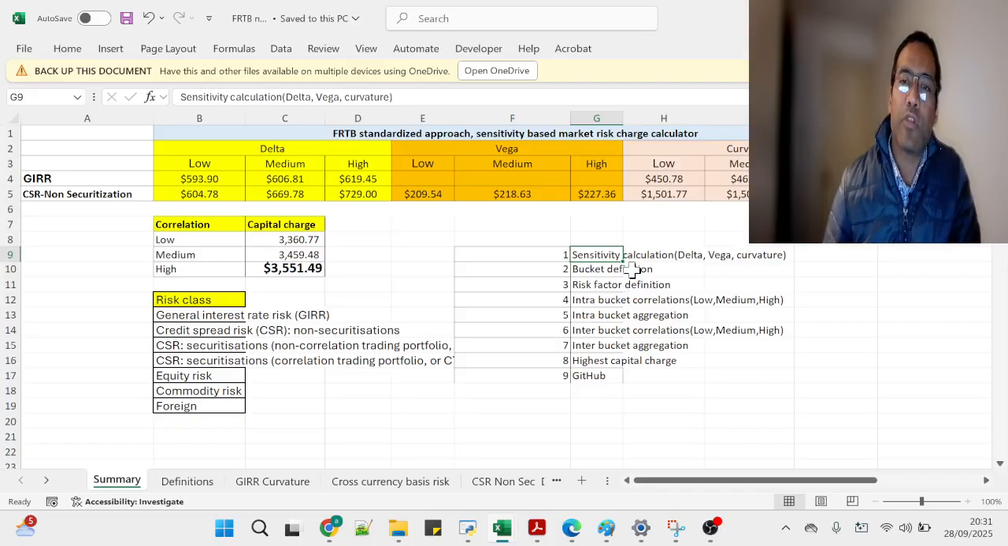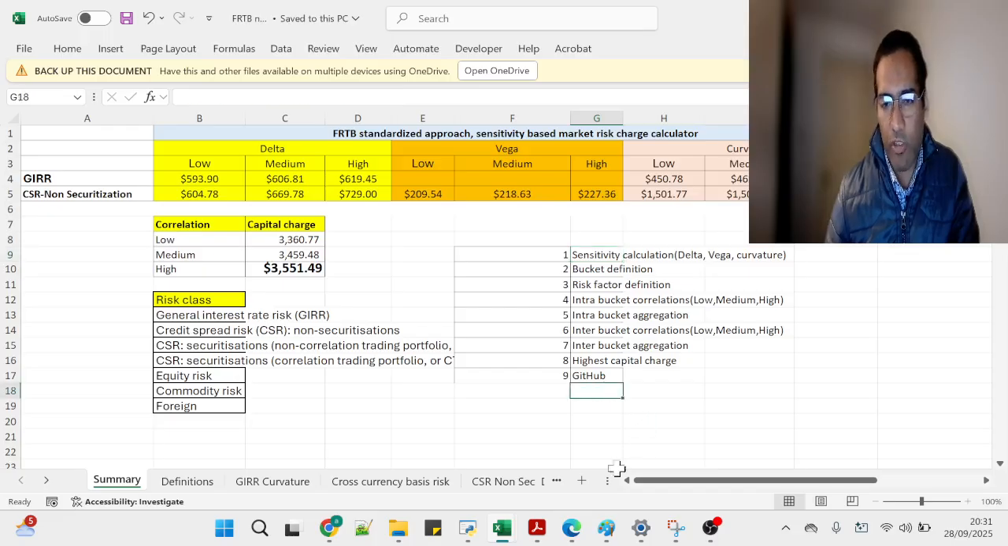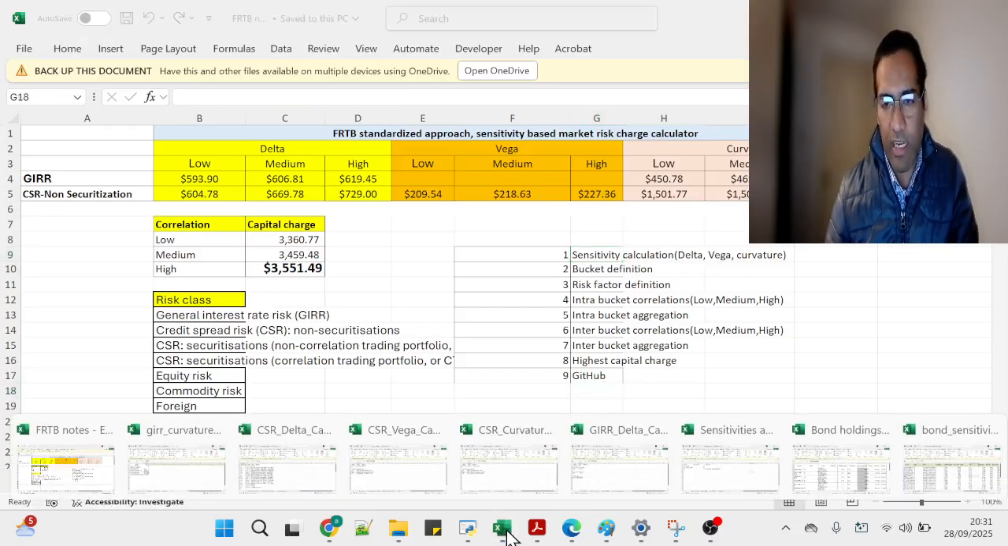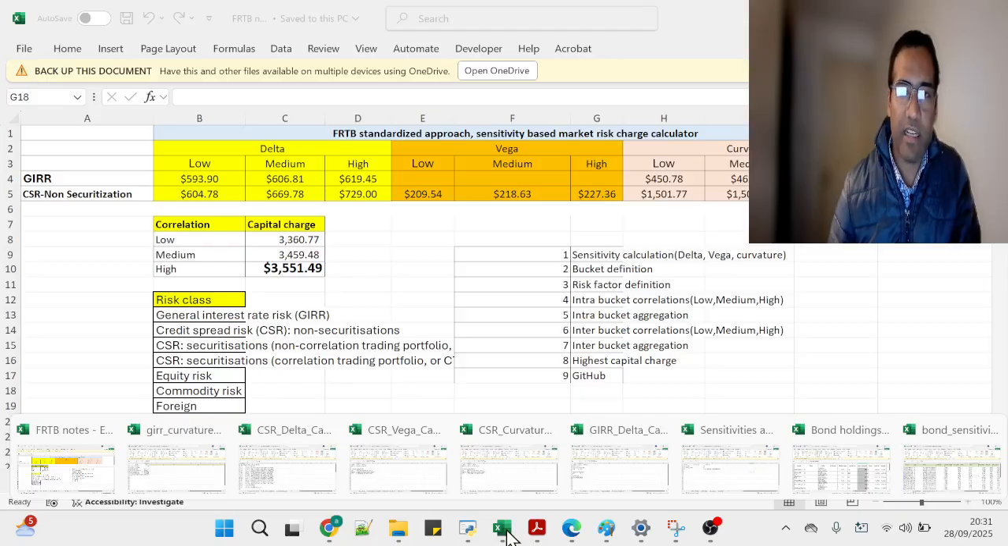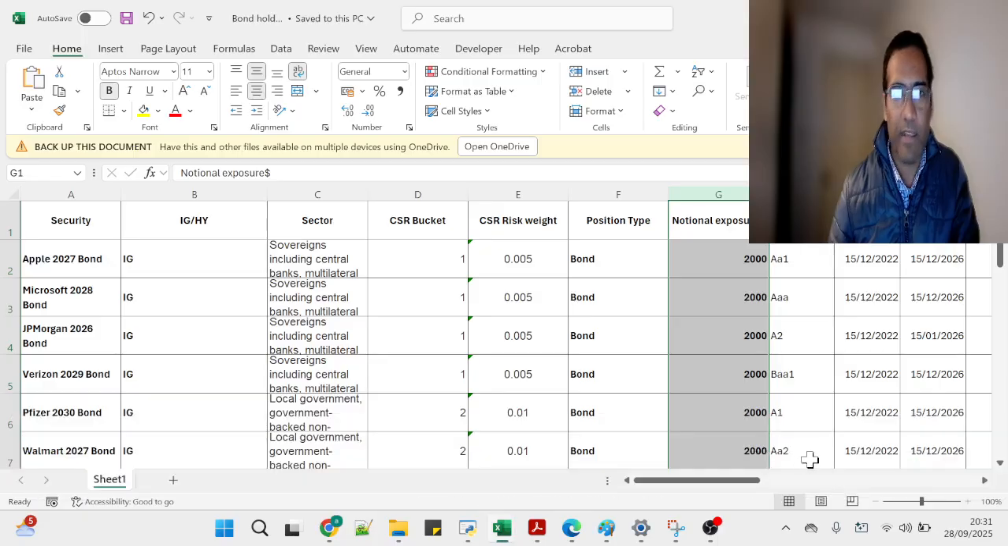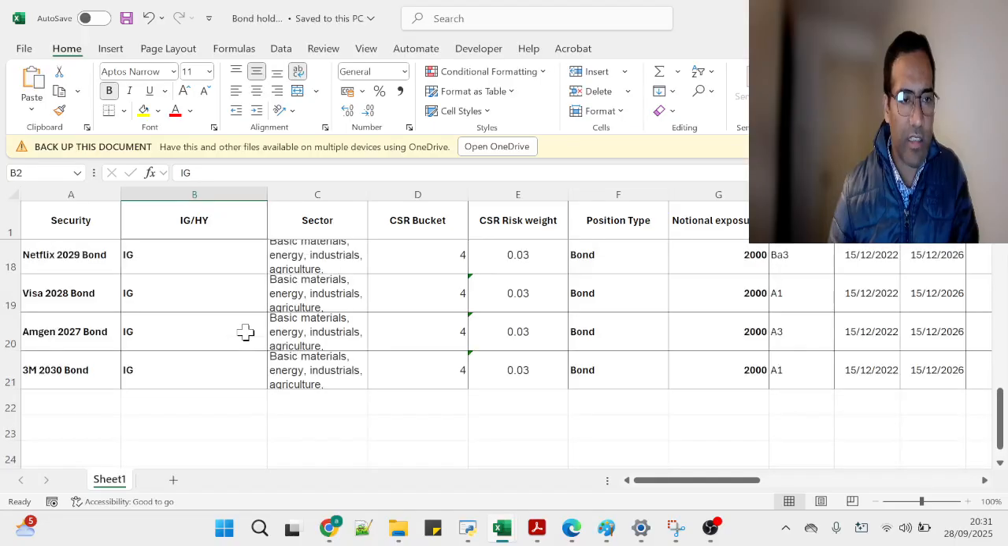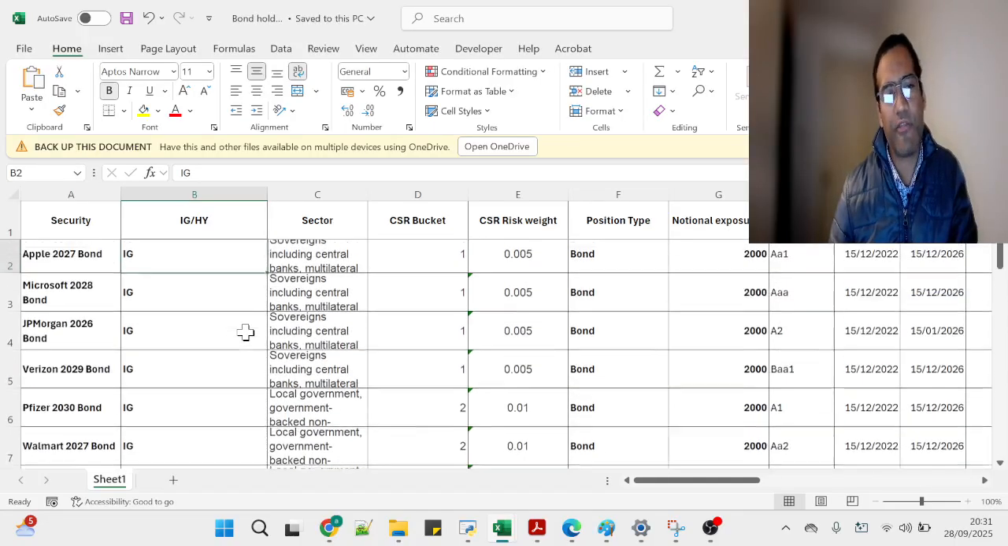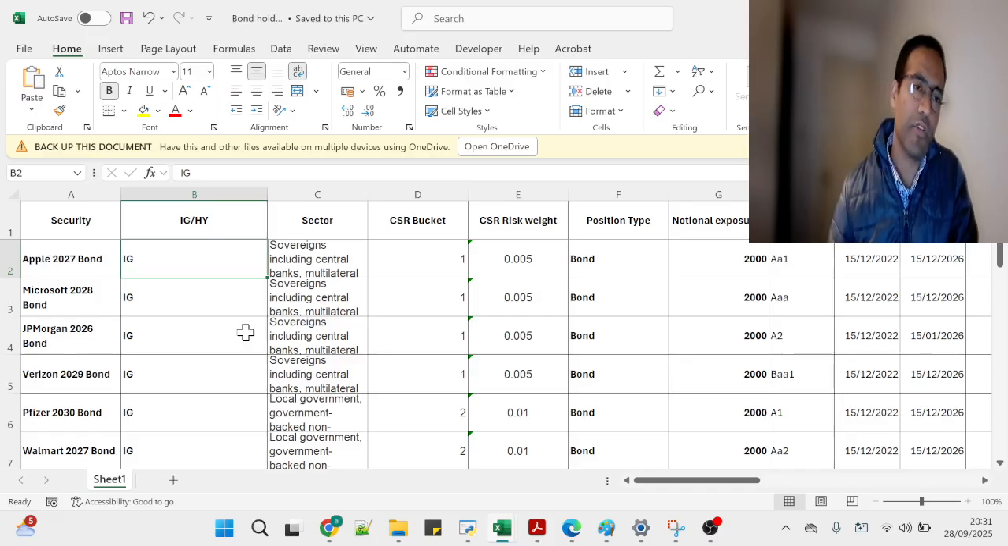So I have used a fictional portfolio. I will show you what my portfolio contains, and then I will show you how I calculated different sensitivities, like delta sensitivities, curvature and Vega, for my portfolio. So this is my portfolio. As you can see, it has how many holdings in it? It has 21 holdings. It is a typical fixed income portfolio.